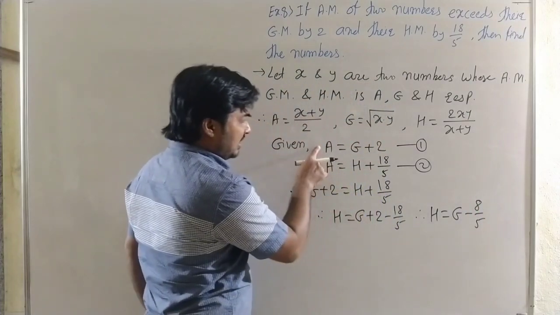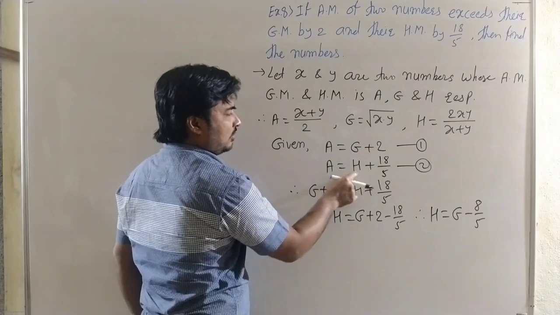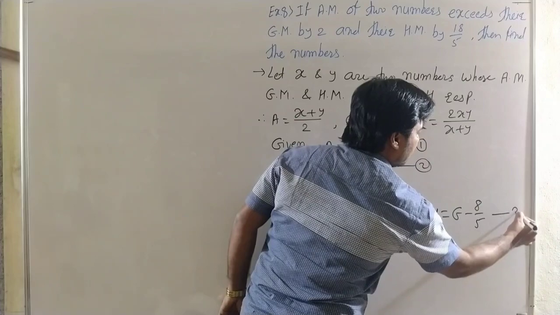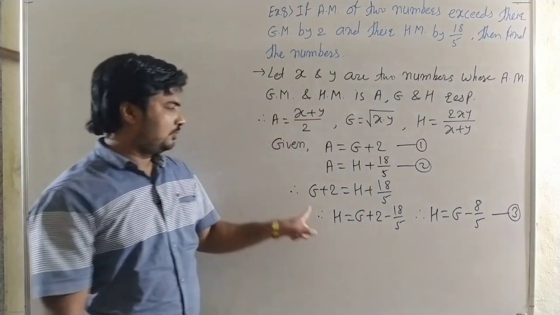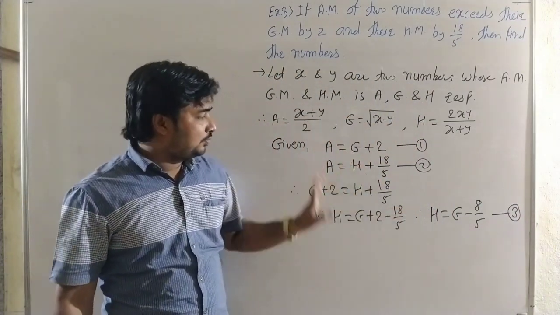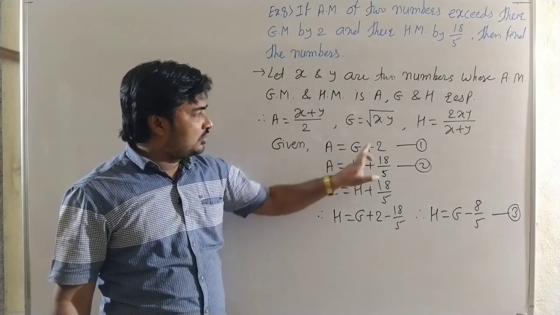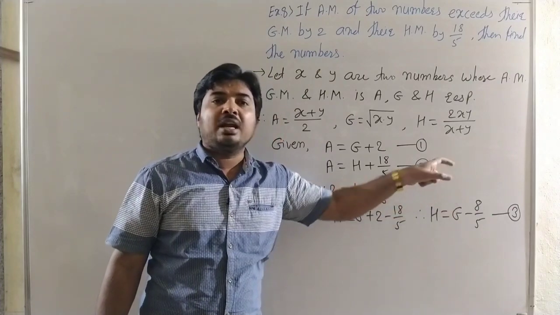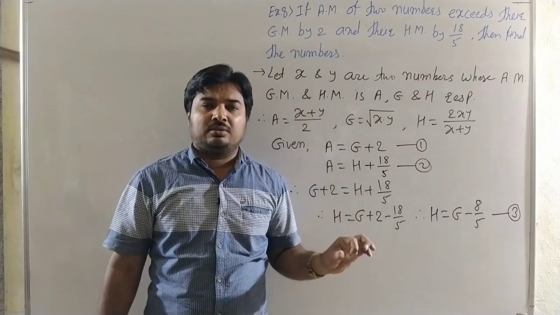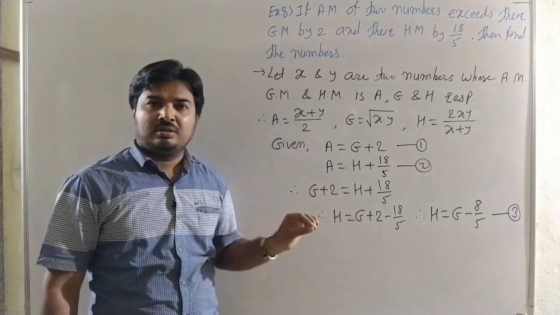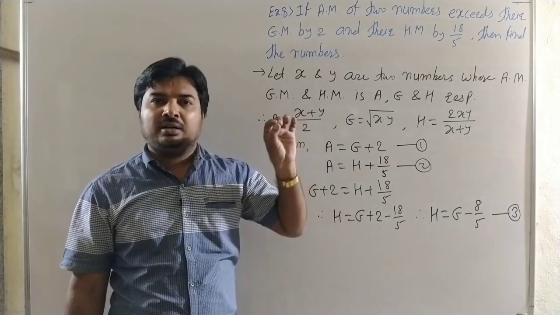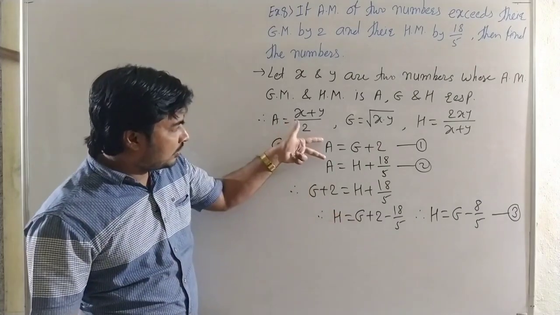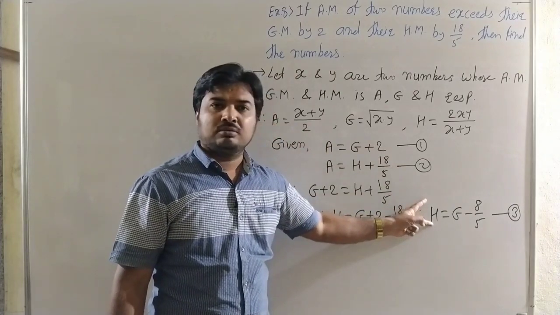Here A = G + 2, A = H + 18/5, and here H = G − 8/5. It is equation number 3. See carefully this. Now here A = G + 2, H = G − 8/5, and we know the relation between the arithmetic mean, geometric mean and the harmonic mean: G² = AH. We know the value of A and the value of H.